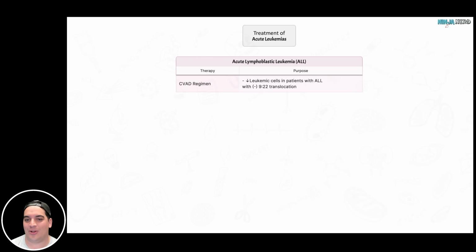And so when we talk about acute lymphoblastic leukemia, obviously it comes with its plethora of complications that we talked about managing, but we also have to consider the treatment of the actual underlying disease. And so when we think about this, we think about something called the CVAD regimen. This consists of a couple of different chemotherapeutic agents. One is cyclophosphamide. The other one is vincristine. A is adriamycin, also sometimes referred to as doxorubicin, and dexamethasone, which is a type of corticosteroid.